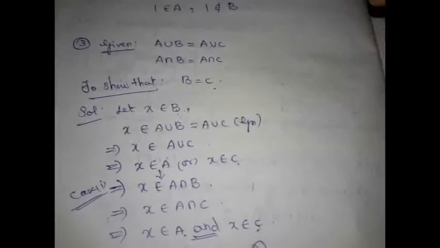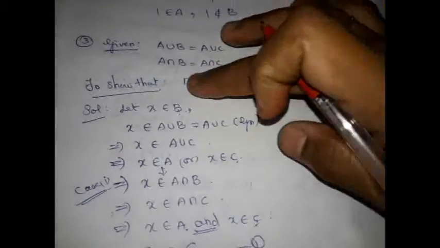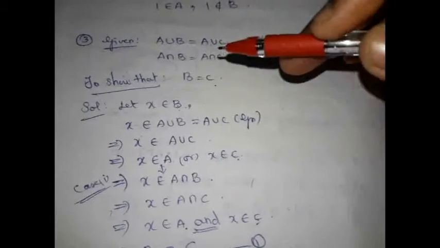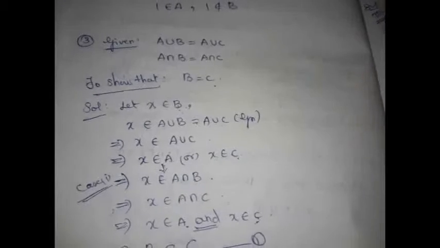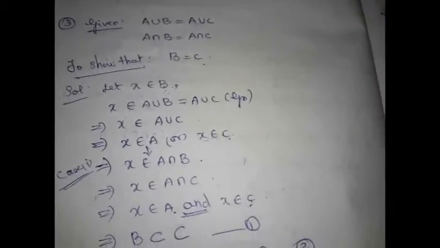Then we will say, and hence two sets are equal. I repeat, how will you prove two sets are equal? We will say B is a subset of C, and then we will say C is a subset of B, and hence B will be equal to C. That's how you need to prove it if you want to say two sets are equal.